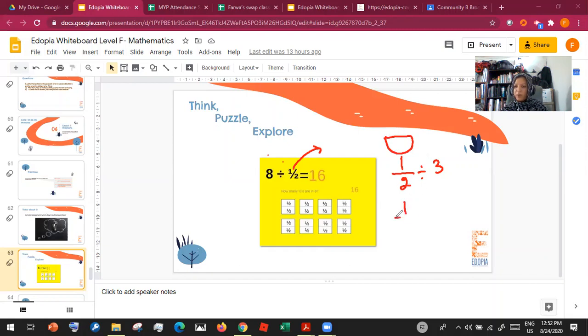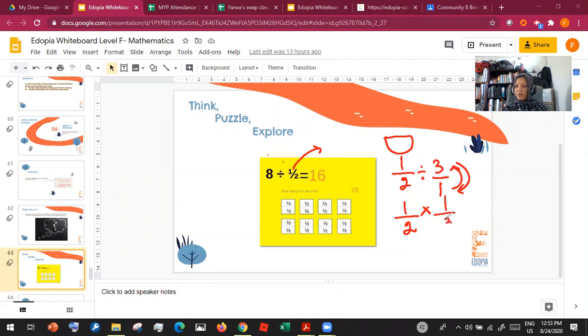Now 1 by 2, mathematically how do we do it? Again, we change the sign from division to multiplication, and here we say it is 3 by 1. Now when we flip it, remember I told you, whenever you change the sign from division to multiplication, you're reversing the operation, so you have to flip the fraction. That means the numerator now becomes the denominator, whereas the denominator becomes the numerator.